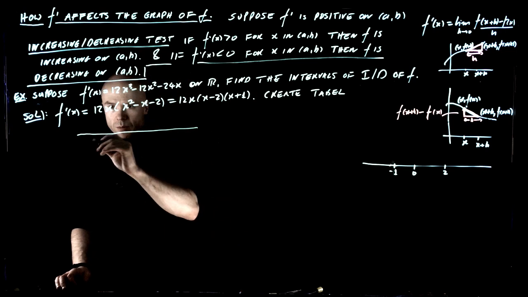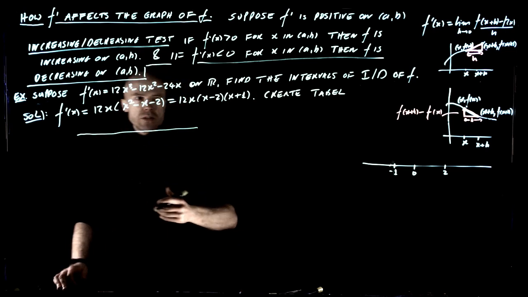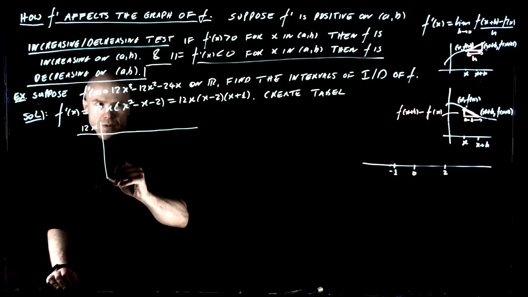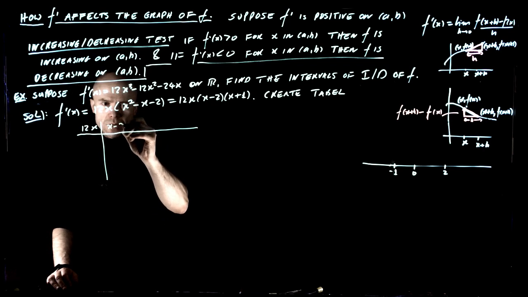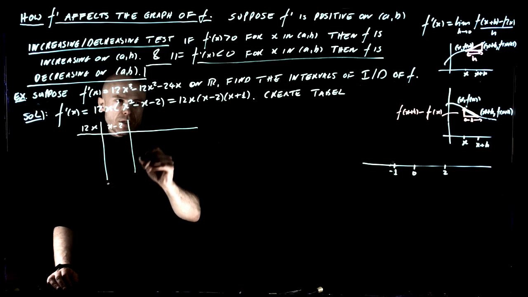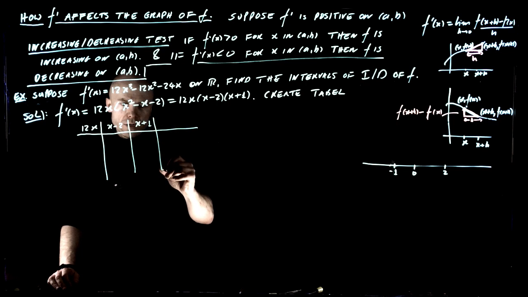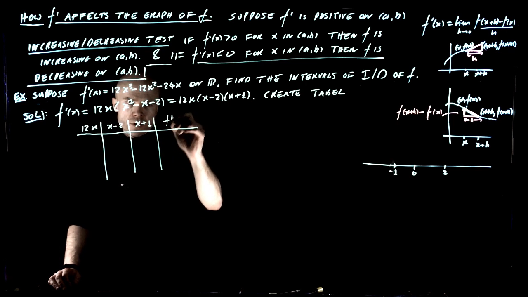Okay, so here's a table. And what we're going to do is put the factors of this derivative in this table. So let's put this 12x part here. And let's put this x minus 2 part here. And then let's put this x plus 1 part here. And then finally, let's put this f prime here.